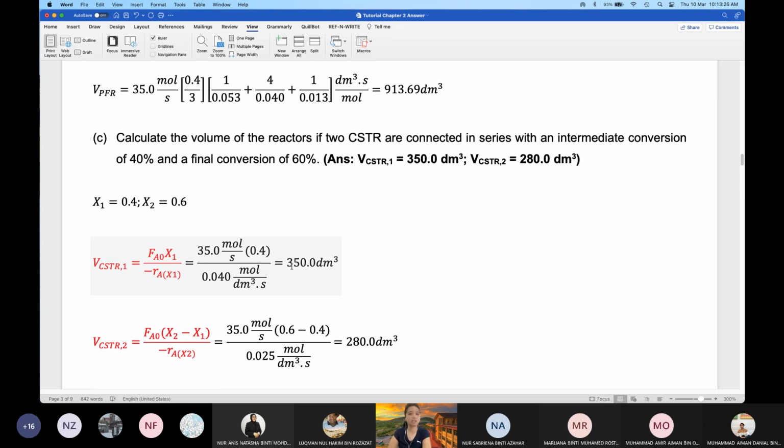So the first CSTR, students can normally do. The problem will come at the second CSTR because the formula has changed. This is the part I always have to emphasize: when you have reactors in series, the formula for the second CSTR has to be modified. So the volume of CSTR 2 equals FA0, and in the bracket it becomes X2 minus X1. Don't forget this part.